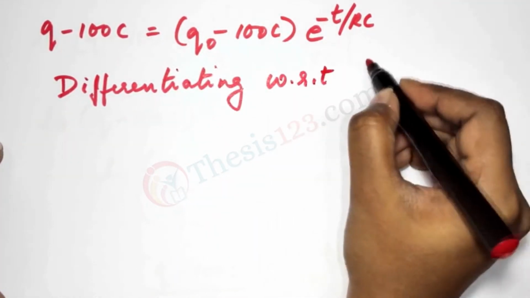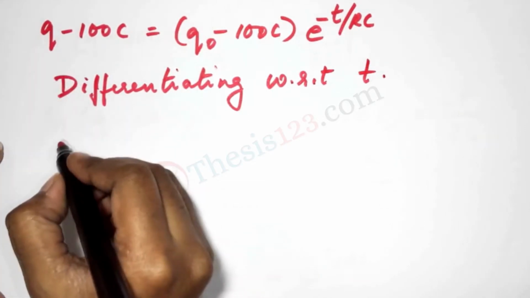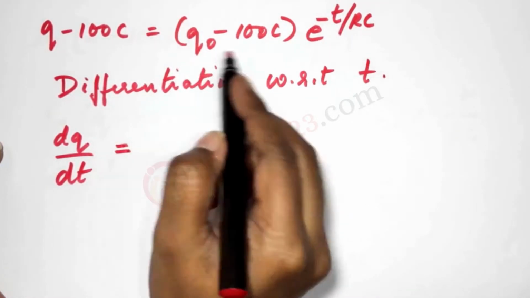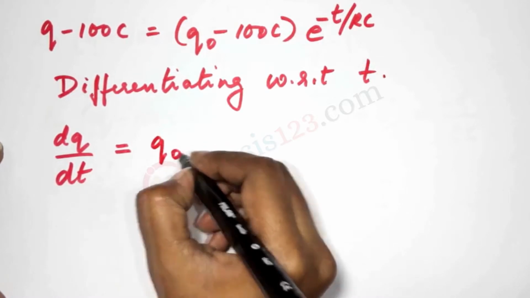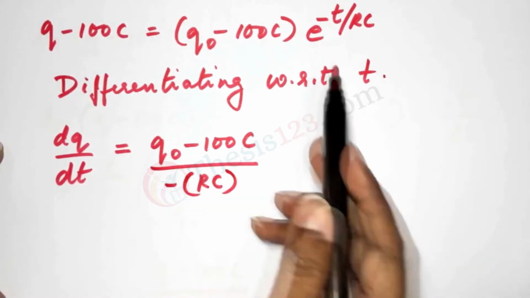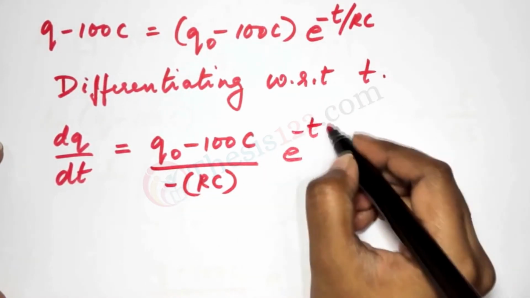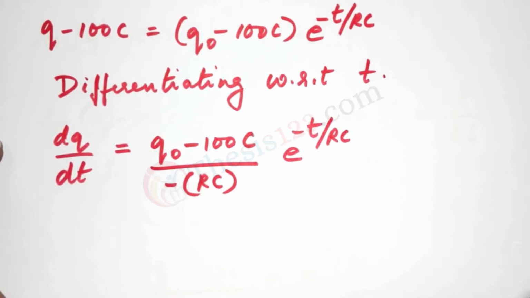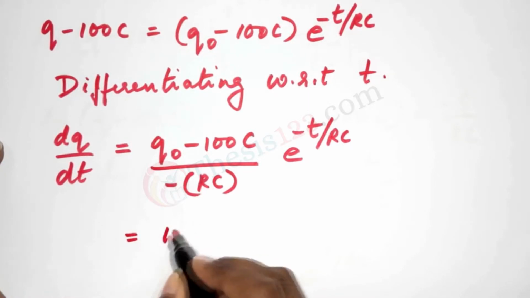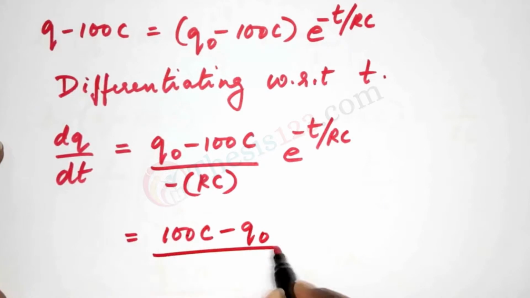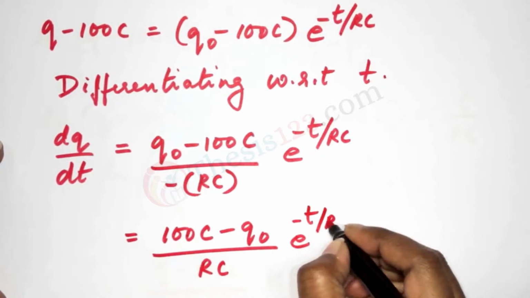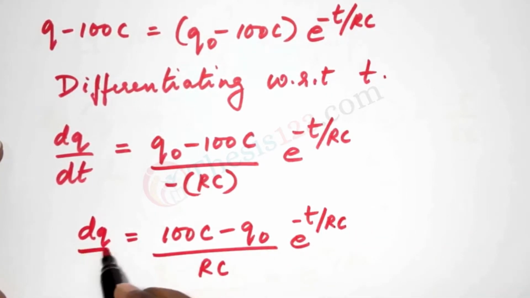We are differentiating with respect to t. So when we do that here, Q becomes dQ by dt. The constant cancels out, and that equals (Q0 minus 100C) divided by RC, that's negative, right? So negative RC times e power minus t by RC. I hope this is clear as well. Now, this would be (100C minus Q0) divided by RC, taking care of the negative sign over here, times e power minus t by RC. So this is dQ by dt.